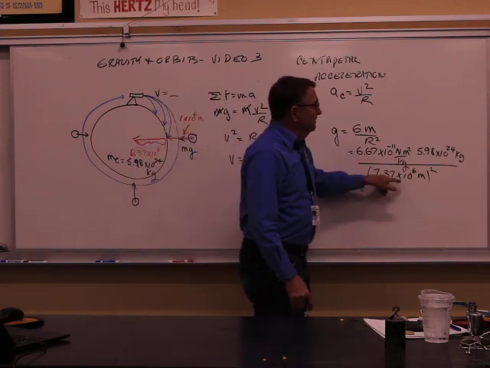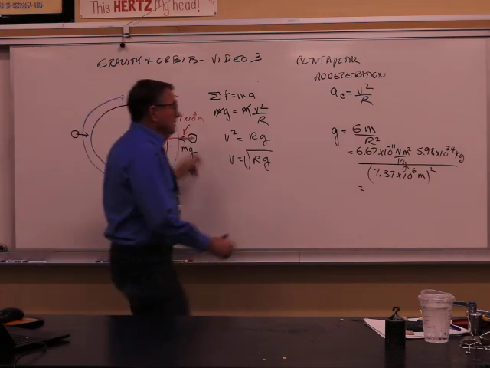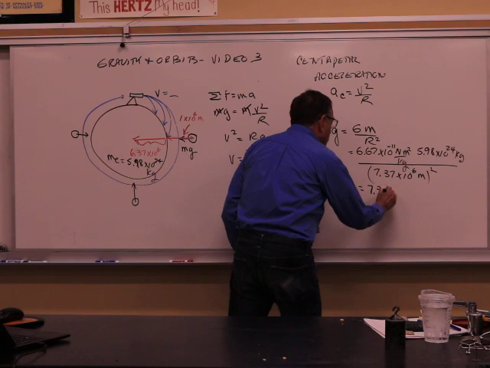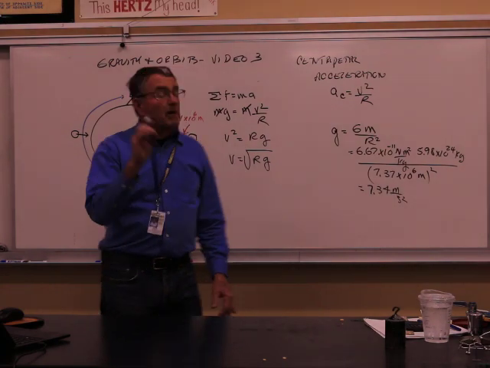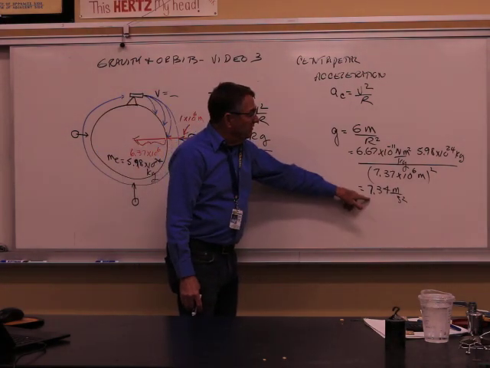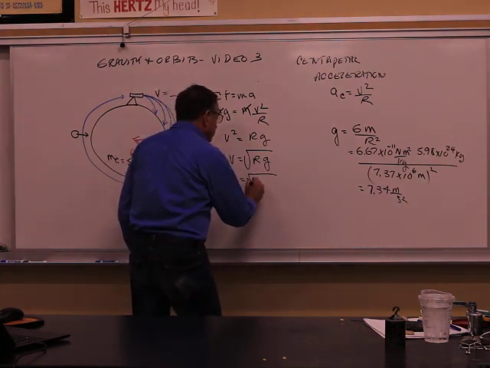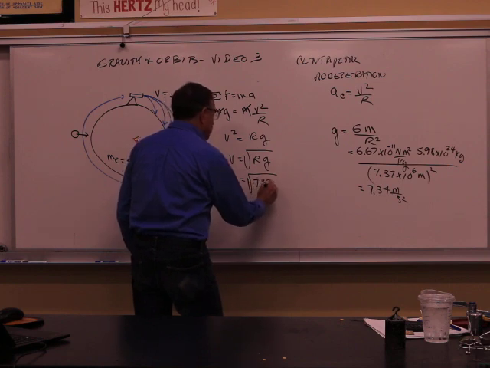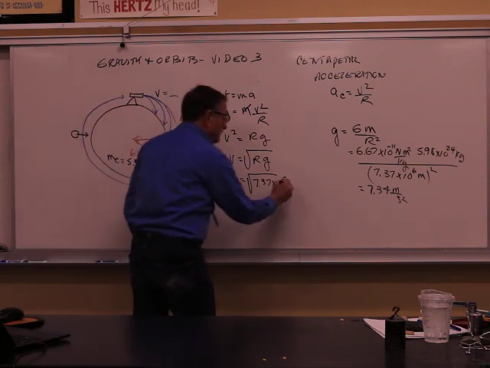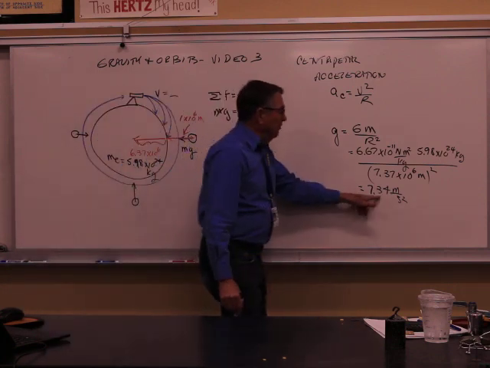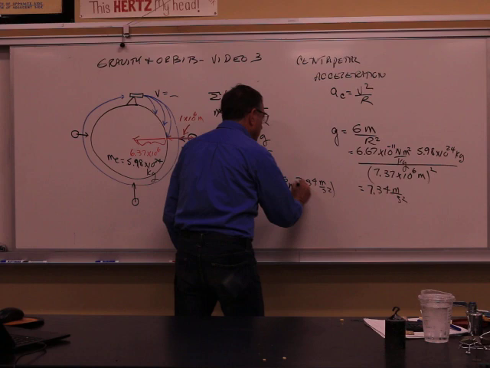This times this times this, you'll find gravity out here in the orbit is 7.34 meters per second squared. Make sure you're checking my math on your calculator. You should get 7.34. So if we compute this, this is 7.37 times 10 to the 6 meters. That's this distance. That's meters. Gravity is 7.34 meters per second squared.